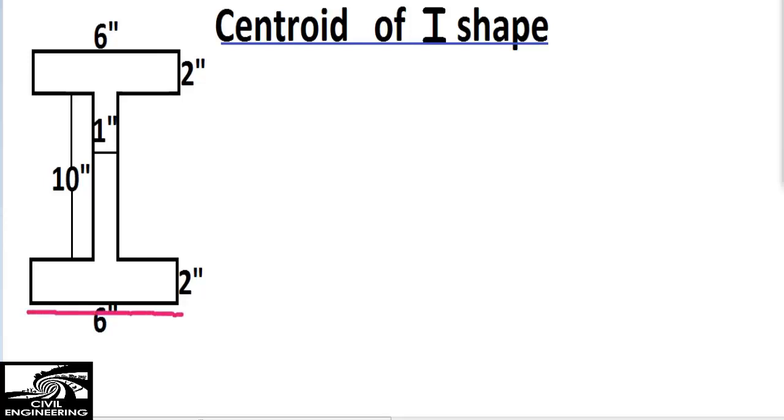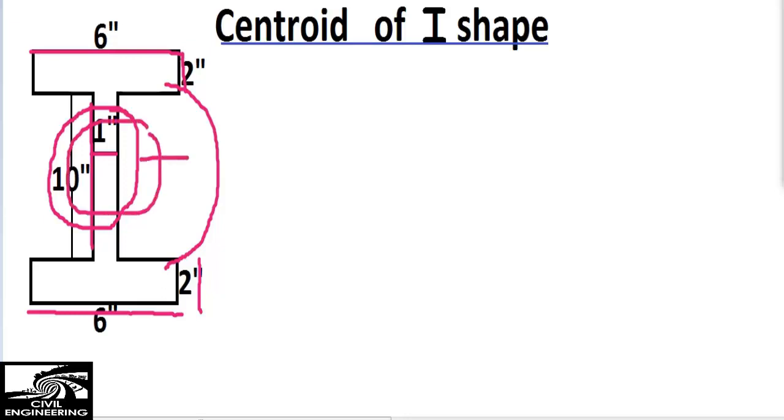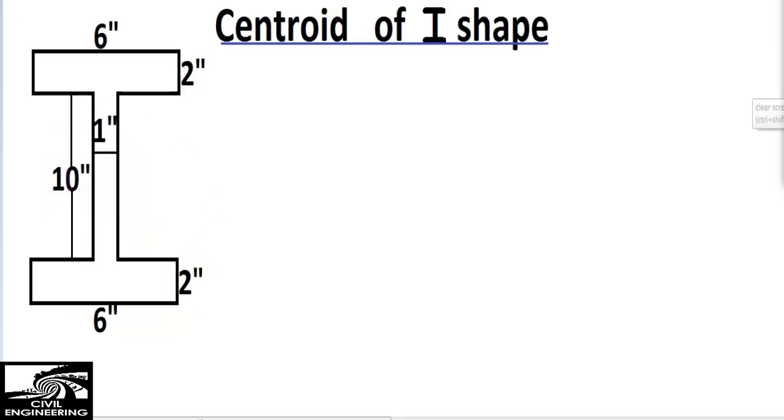This dimension is 6 inches, this is 2 inches, so this rectangle is 6 by 2, while this rectangle is 10 inches by 1 inch. 1 inch is the width, the thickness, while 10 inches is the height of this rectangle. Similarly, the third rectangle is 6 inches by 2 inches. So those two rectangles have the same dimensions, while this one has other dimensions. All these dimensions are given, and we are interested in finding the centroid of this I shape.